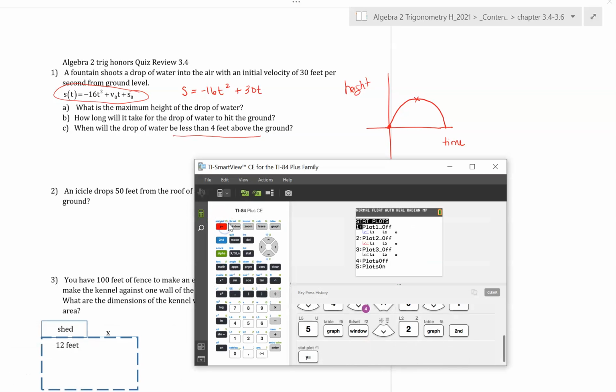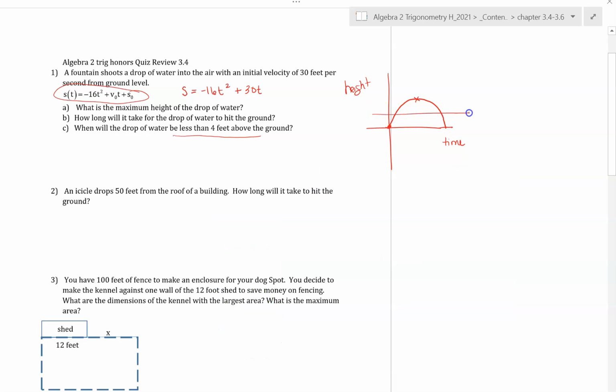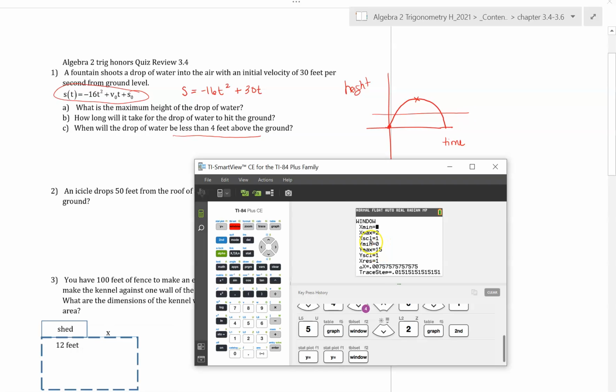So the first thing I do is go to y equals and type in negative 16x squared plus 30x. Now I think about a window. How long does it take for a drop of water to come out of the ground? I'm thinking 2 seconds should be plenty. And then how high does it get? Well, over here in part C, they're talking about 4 feet above the ground. So that makes me think that I used 15 feet. That should be good. Let's take a look at the graph.